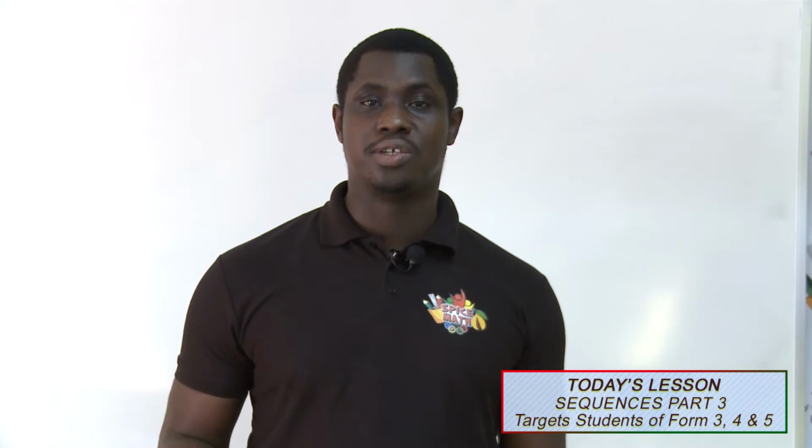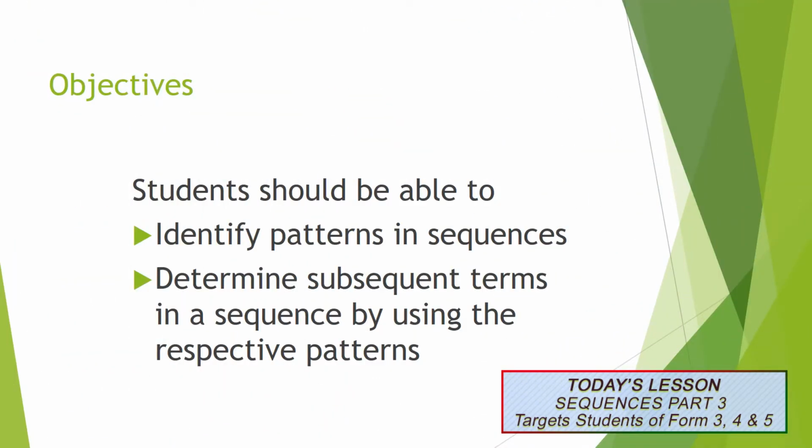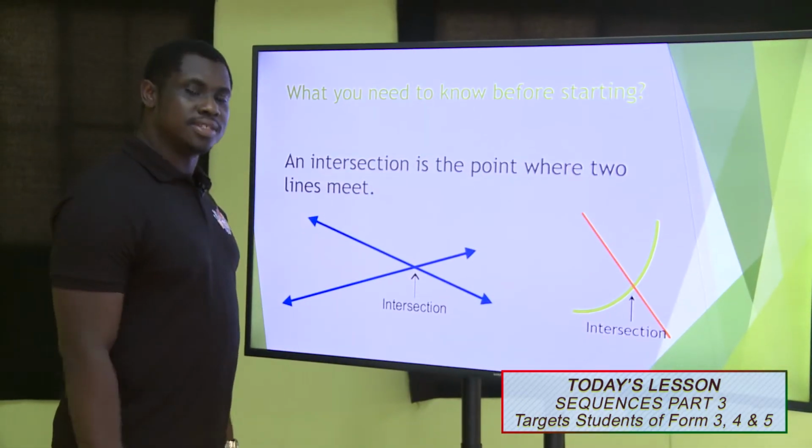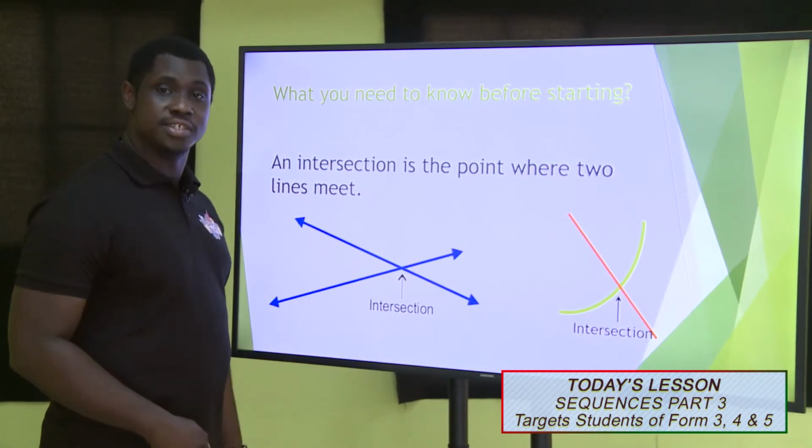Today our topic is sequences, and this lesson is geared towards students of Form 3 to Form 5. The objectives would be for you to be able to identify patterns in sequences and to use these patterns to determine subsequent terms. To complete this lesson today, you would have to know what an intersection is.